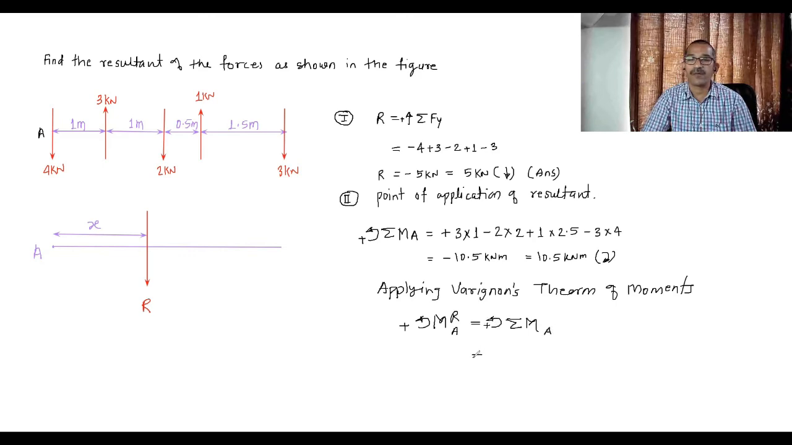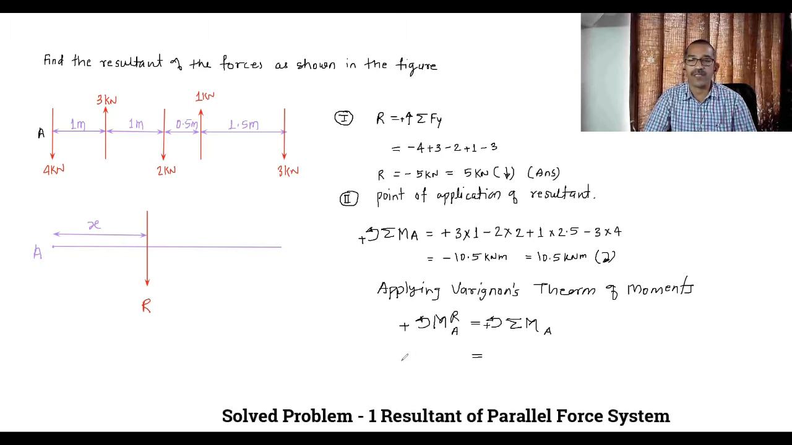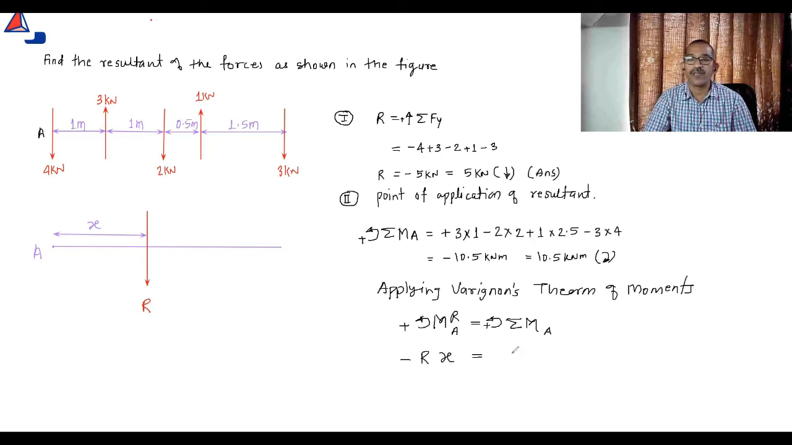On the left-hand side of the equal sign is the moment of resultant about A. What is the moment of resultant? From what we represented, it is R into x clockwise, so we write minus Rx. The sum of moments about point A, already calculated, is minus 10.5. Substituting R as 5, this will be 5x equal to minus 10.5. That means the x distance is slightly greater than 2 meter. This distance comes out to be 2.1 meter.